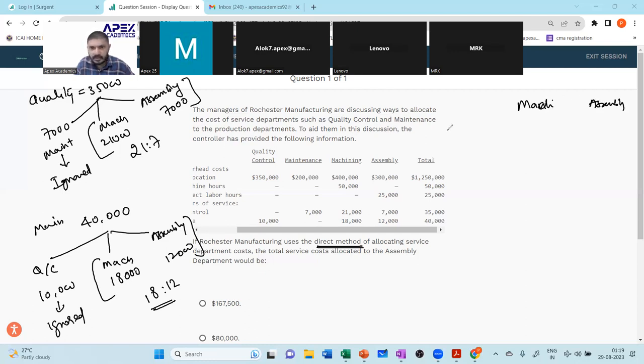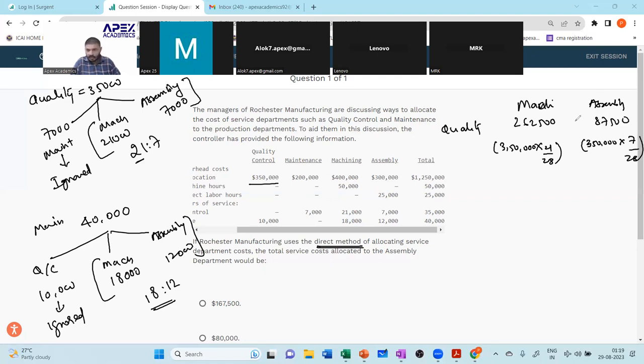Now, machining, assembly. First, I will put quality cost. Quality cost is total how much? 3,50,000. How do I know? It is given over here. Multiplied by 21 divided by 28. And over here it will be 3,50,000 multiplied by 7 divided by 28. So this comes to 2,62,500. And this comes to 87,500. You take total of these two, it will be 350.